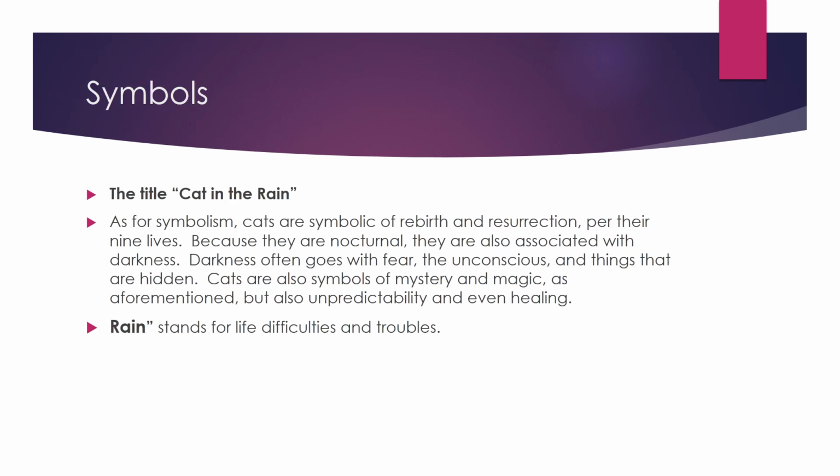As for the symbols, we have so many symbols because Hemingway depends on symbolism in his writings, because he tends to hide the major parts of his story beneath the surface water. So he compensates that hidden part with depending on symbols. The title, Cat in the Rain. As for symbolism, cats are symbolic of rebirth and resurrection per their 9 lives.